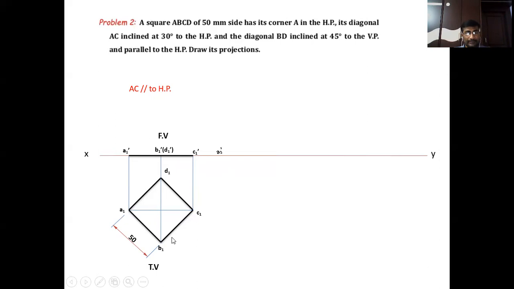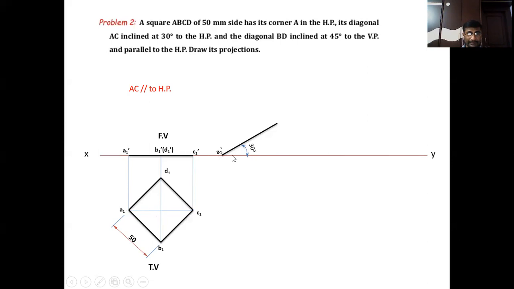Then coming to the second stage, locate any point on the XY line, A2 dash. This A1 dash becomes A2 dash in the second stage. From that A2 dash point, draw an inclined line. The line length must be equal to the initial front view length, that is the A1 dash, C1 dash length, rotated at an angle of 30 degrees, because the diagonal AC is at 30 degrees with HP.